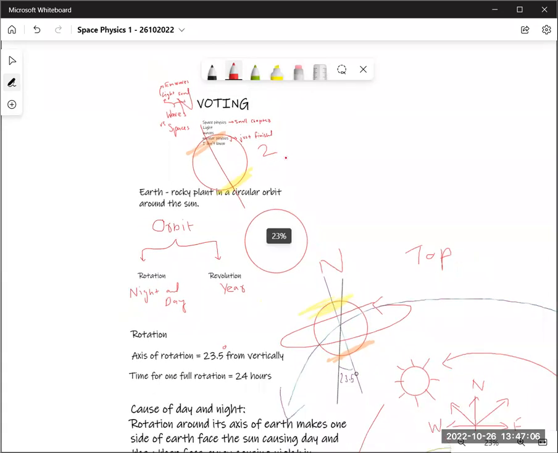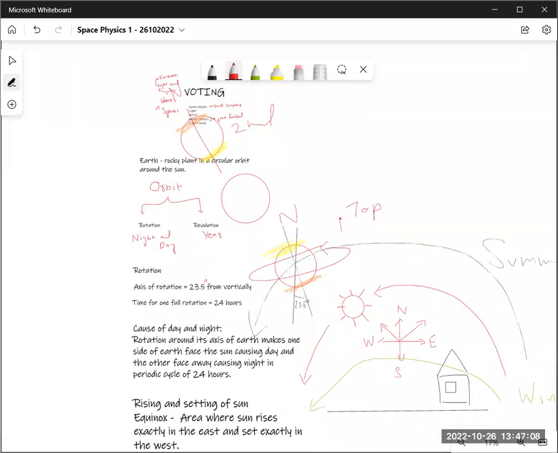Neha, in the second position, compared to the first one, where is the north facing? Neha, can you hear me?